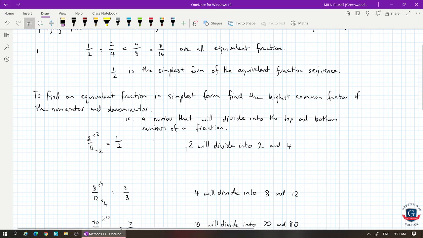And when we get to a half, we can't go any further, because whatever number I divide by, I'm going to end up with a non-whole number answer unless I divide by 1, and that's a little bit pointless because it gets me back to what I started with.